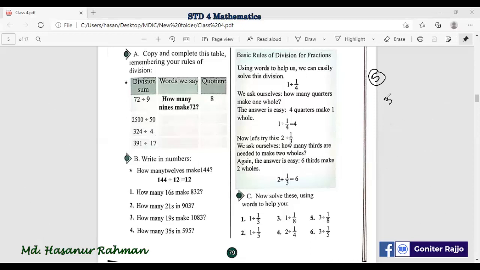Now 5 and 6. Number 5 says 3 divided by 1 by 8. So that should be 3 multiplied by 8, that is 24. And the last one, number 6, that is 3 divided by 1 by 5. So that is 3 multiplied by 5, that is 15. In that way, we can find out the division of fraction.